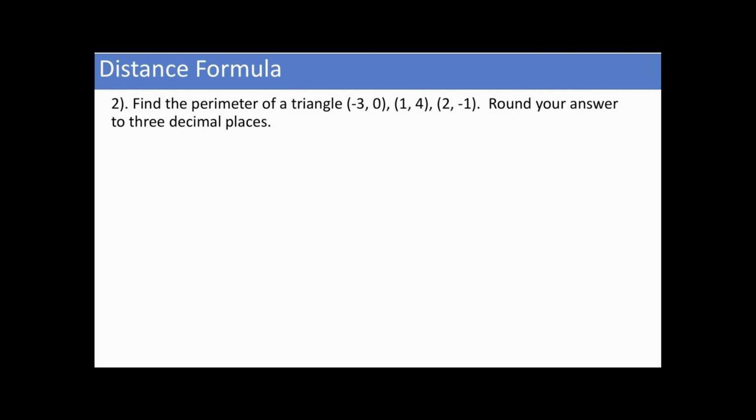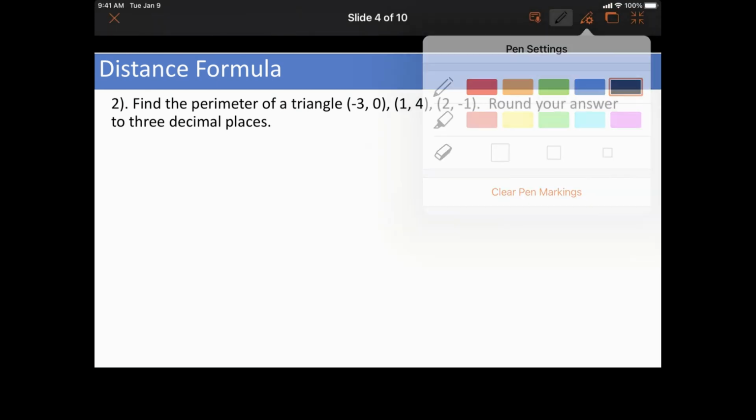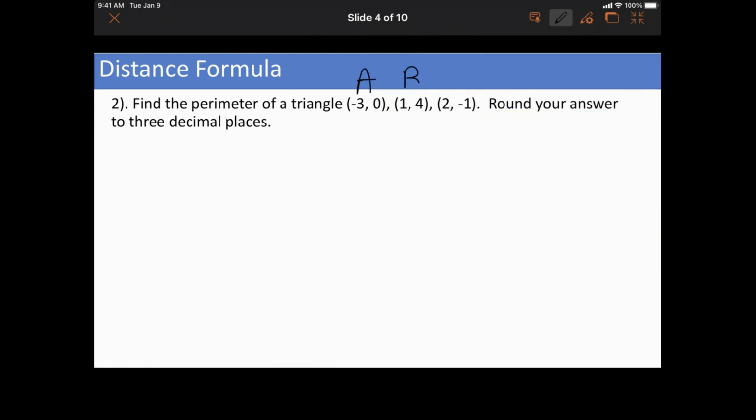Okay. So to make my life a little bit easier so we can talk about them, this is point A, this is point B, and that is point C. So if I'm finding the perimeter, that means I have to find the length of AB, the length of BC, and the length of AC, and then I'm going to add them all together. So how do you find the length? It's just distance. So you're going to use the distance formula 3 times and then add them all together.